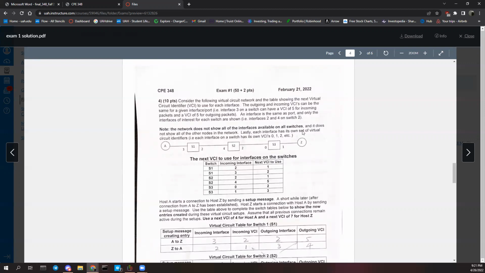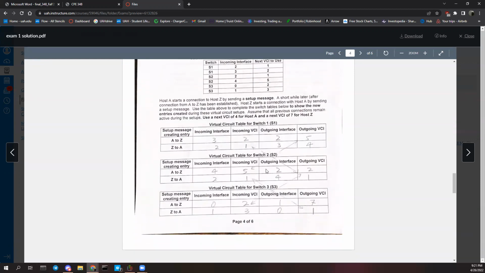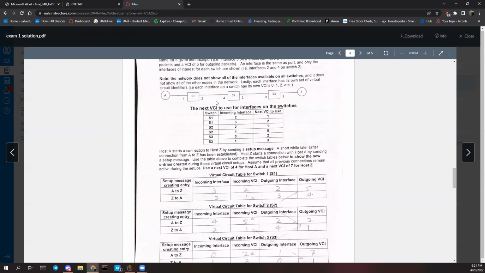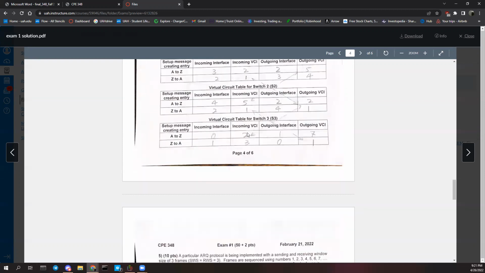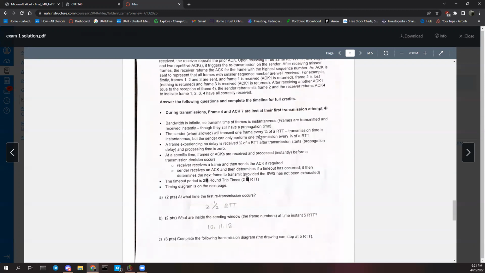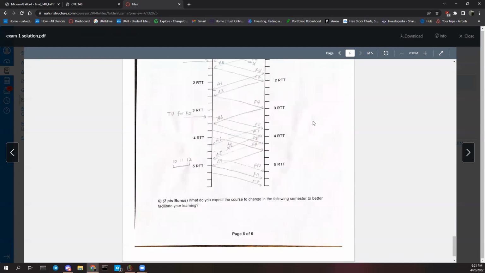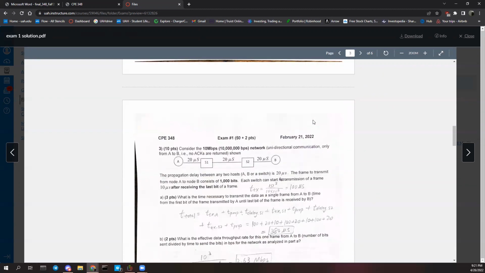We didn't touch on it too hard, but it's also not hard enough to justify missing. It's pretty basic stuff. He gives you the network drawn out straight up, along with the switching table. So just review how to do those. More protocol stuff. Yeah, RTT stuff. So that's basically the rundown for this exam.